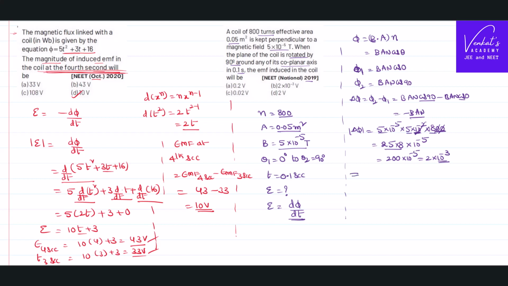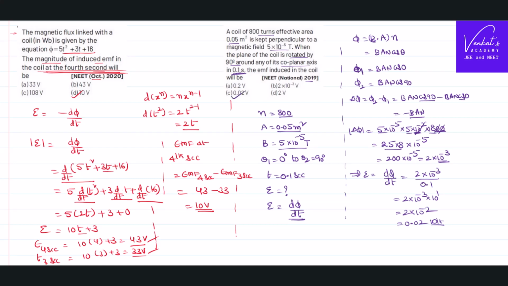That implies now I can write induced EMF as d phi by dt. d phi is 2 into 10 power minus 3, by dt, in a time of 0.1 seconds. That is 2 into 10 power minus 3, and 0.1 in the denominator becomes 10 power plus 1 in the numerator. That is 2 into 10 power minus 2, that is 0.02 volts. That's the answer for the problem.